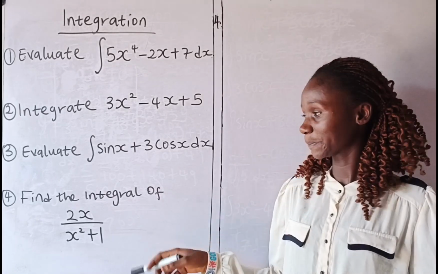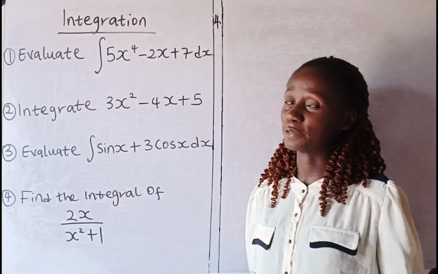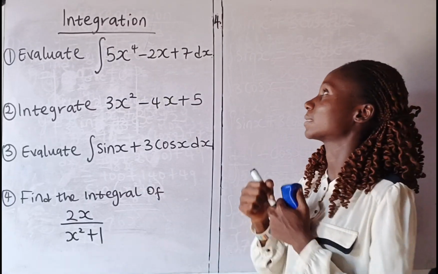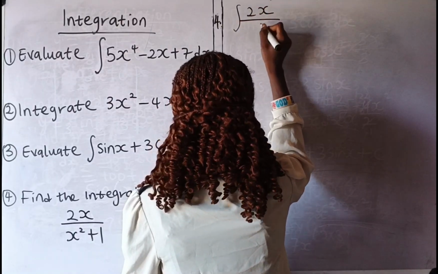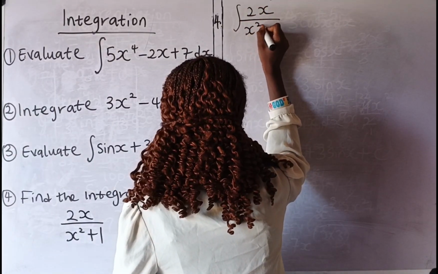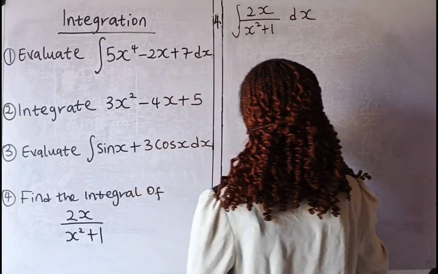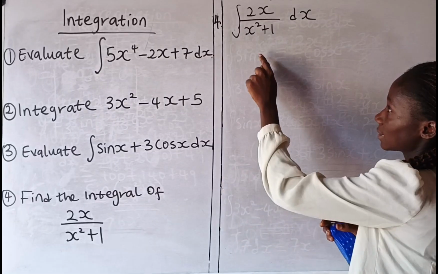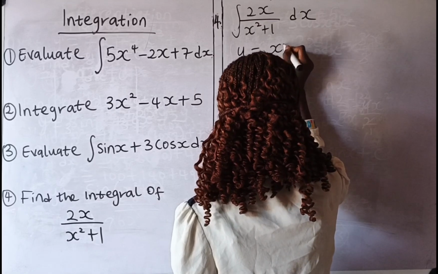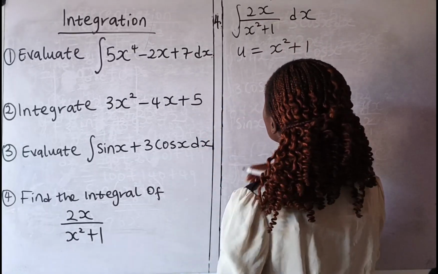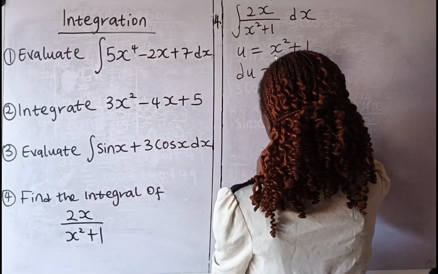Let's solve question 4. Find the integral of 2x divided by x squared plus 1. Don't worry, it's very easy, it's not difficult. This is what we are going to do. Integral of 2x divided by x squared plus 1 dx. First of all, let's take this denominator as u. Let u be equal to x squared plus 1. If we differentiate this with respect to x, that's du, is simply 2x.